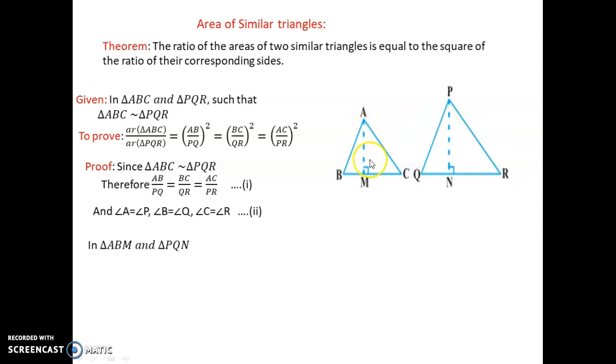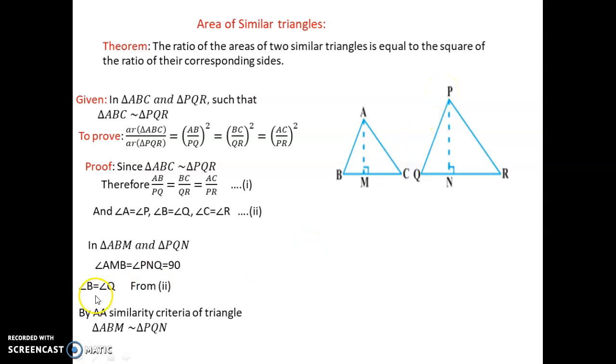Now consider the first half part of both triangles, that is triangle ABM and triangle PQN. As it is clear from observing, angle M will be 90 degrees, angle N will be 90 degrees as it is an altitude, and angle B is equal to angle Q according to condition number 2. So by AA similarity, this first half part, triangle ABM, and the first half part of triangle PQR, that is PQN, are similar. Okay, we have proved that both triangles are similar because one angle is 90 degrees and another angle is equal, according to the similarity definition.